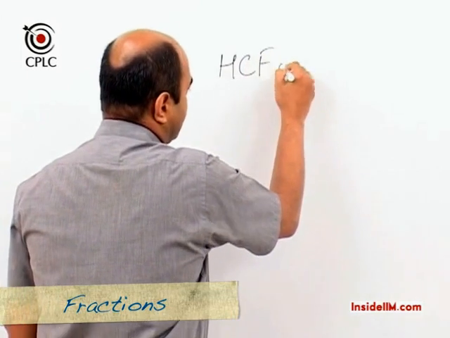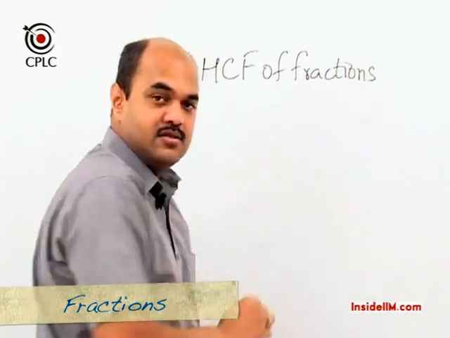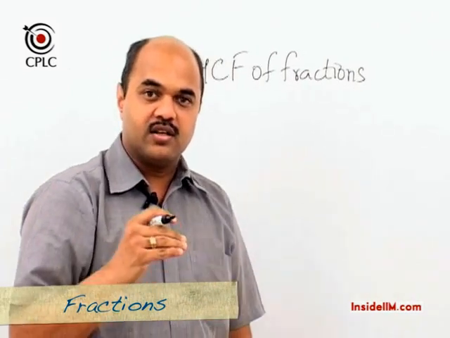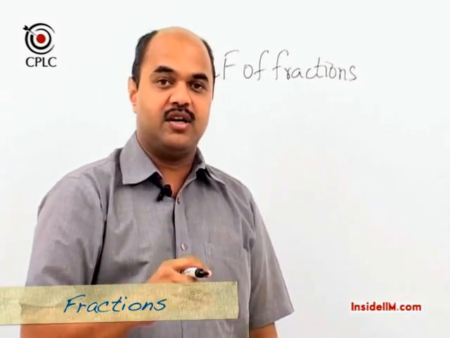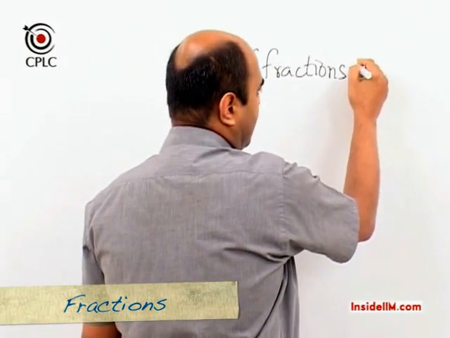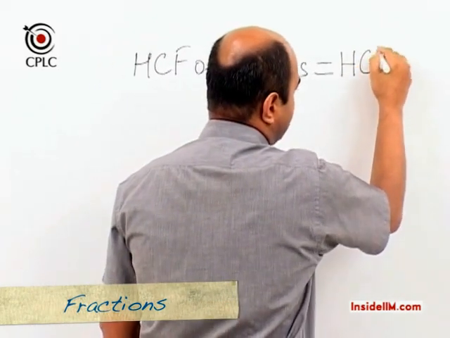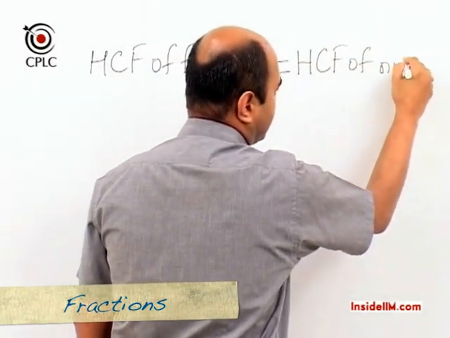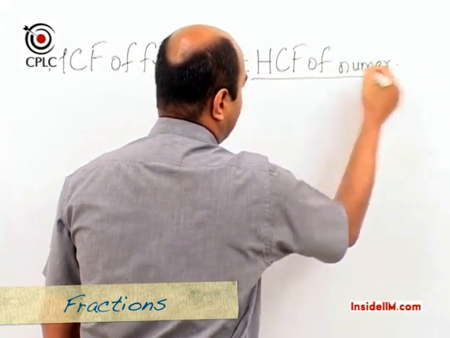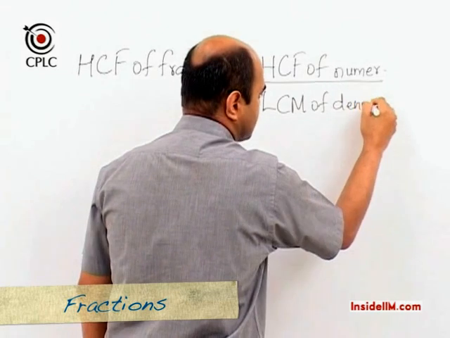We need to remember these formulae. If we are looking at HCF of fractions, we need to consider the numerators and denominators separately for the given fractions, and hence the formula is HCF of fractions is equal to HCF of the numerators divided by the LCM of the denominators.